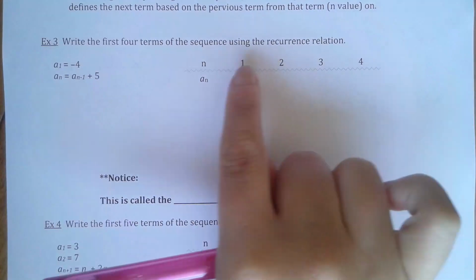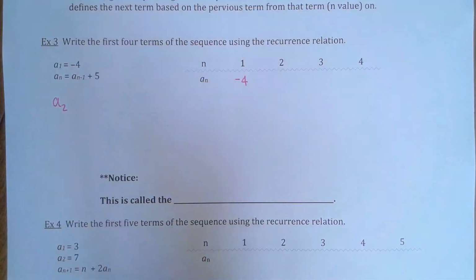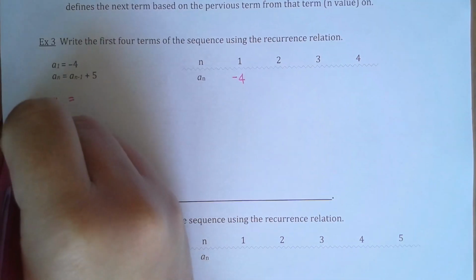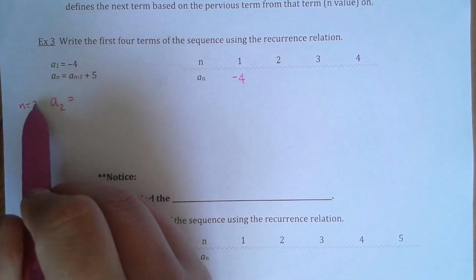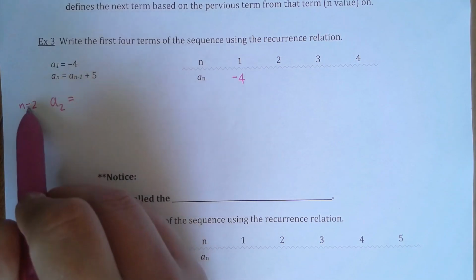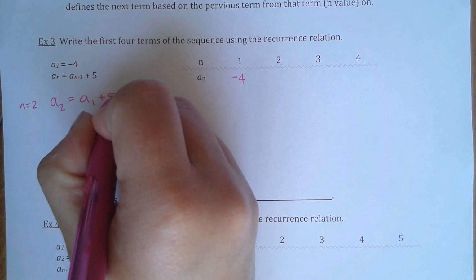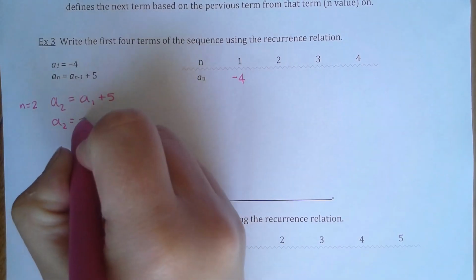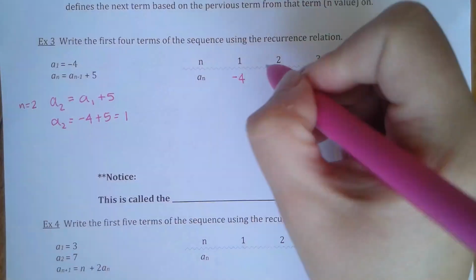So our n value, if we sub that in, our next value that we're looking at is a sub 2. So if I sub that into our n, it would be a sub 2, because n equals 2, and then this would be a sub 2 minus 1, so that would be a sub 1 plus 5. A sub 1 we already know. A sub 1 is -4, which gives our next term as 1.